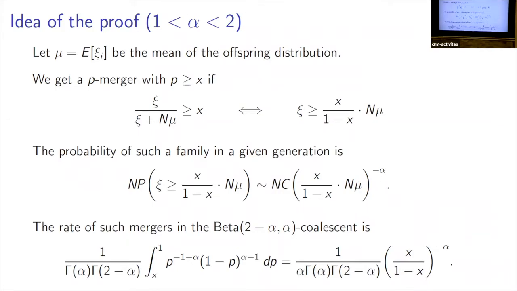Now, in the lambda coalescent, we have p mergers at the rate p to the minus 2 lambda dp. So to find the rate of p mergers with p greater than or equal to x, we have to integrate p to the minus 2 lambda dp. For the beta coalescent, that means we integrate p to the minus 2 times the beta density. And if you do a little calculation, you get this constant times x over 1 minus x to the minus alpha. And so the fact that we get this same form in both calculations tells us that after a time change, the genealogy in the population model is going to be described well by the beta coalescent.